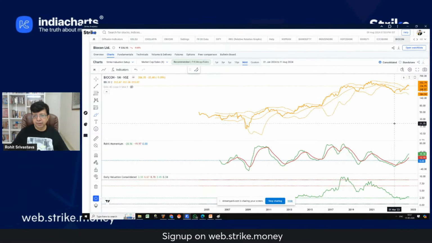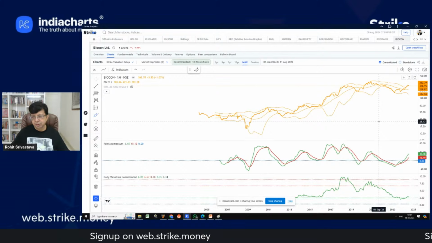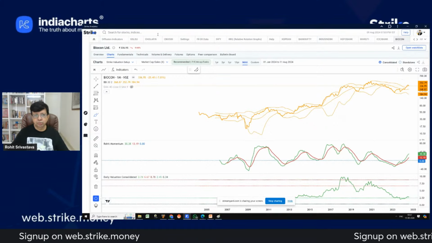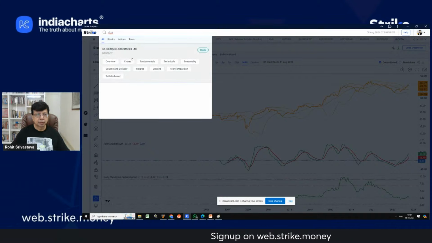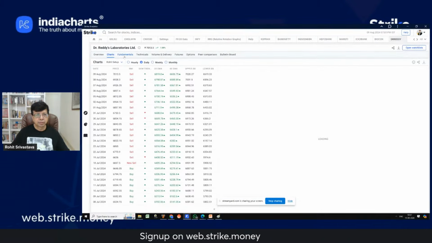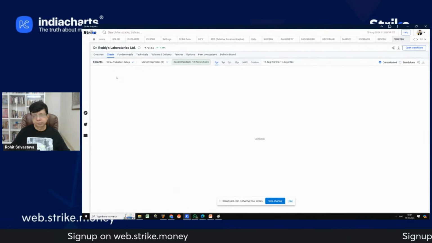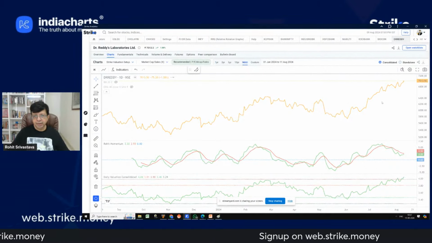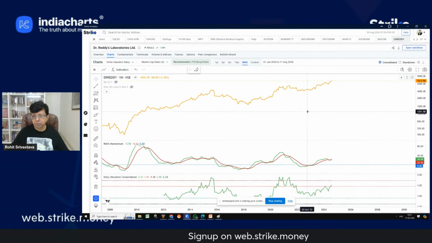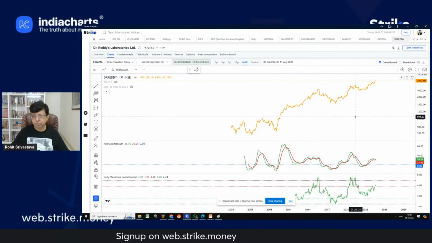Dr. Reddy got more beaten down than a Cipla, for example. And they all went through this kind of a routine. So once we add these scans to valuation, you will find it even easier to be able to see these kind of things.